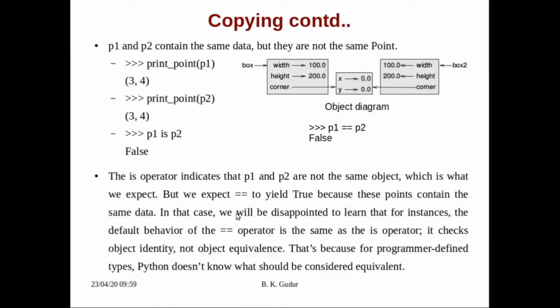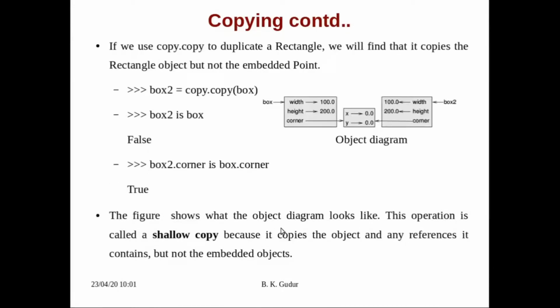Even so, we didn't get true, because the default behavior of the equality operator is the same as that of the is operator. It checks object identity, not object equivalence. That's because the programmer defined the types. We have not defined in the class how the equality operator should be treated. Python doesn't know what should be considered equivalent in that particular class, right?